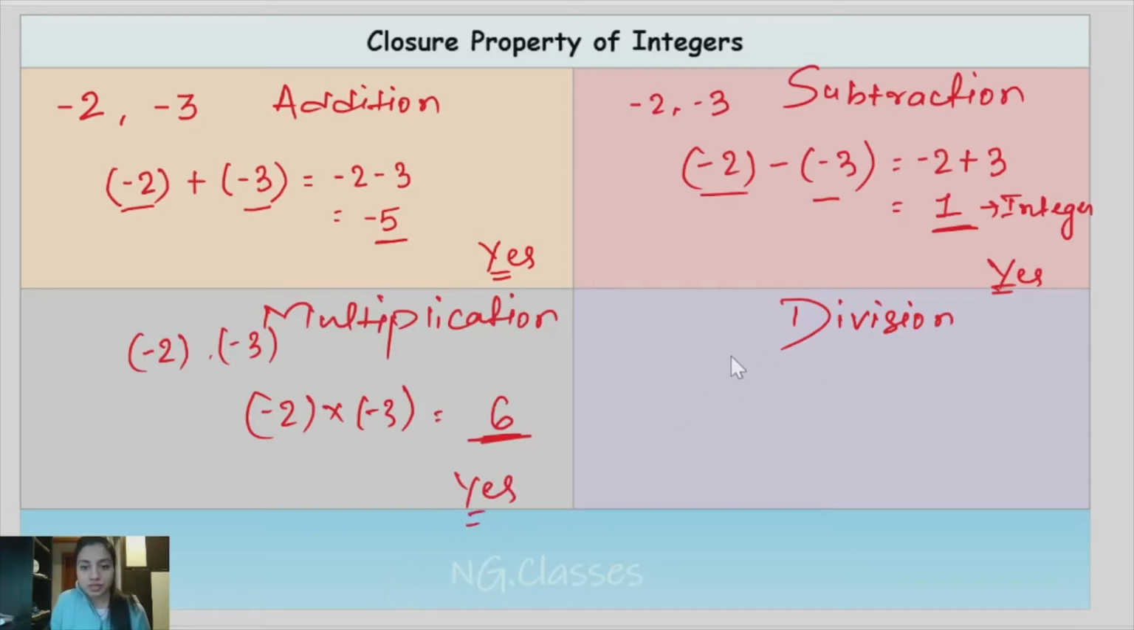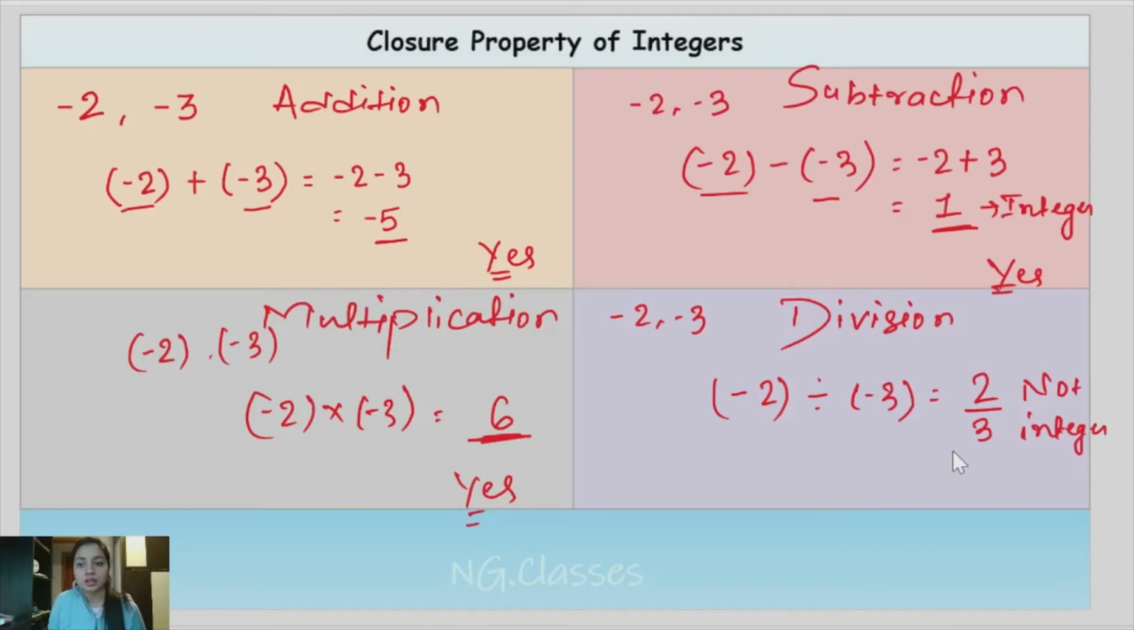Now what about division? Divide. We will get 2 by 3. Minus and minus will cancel each other and we'll have 2 by 3, which is a fractional number and not an integer. So this one is not an integer and integers are not closed under division. So for addition, subtraction and multiplication it's closed, and for division it's not closed.